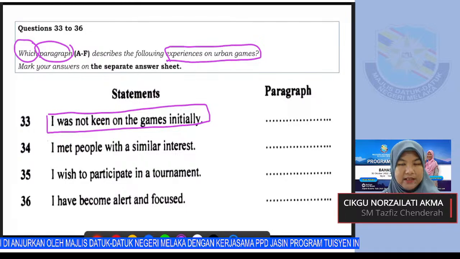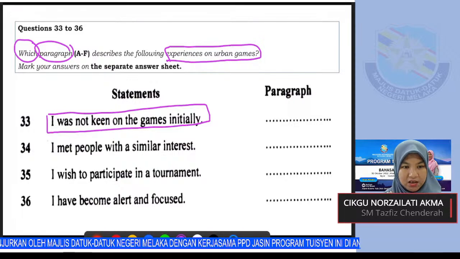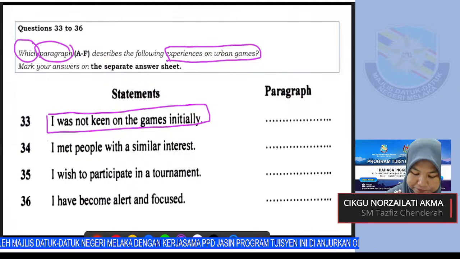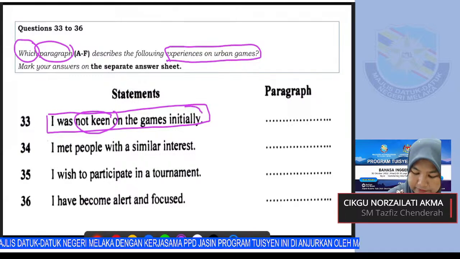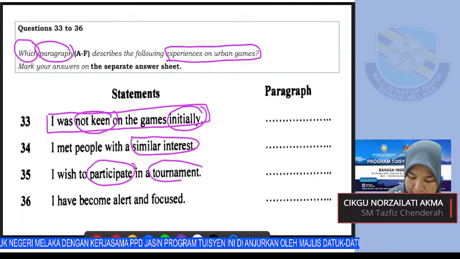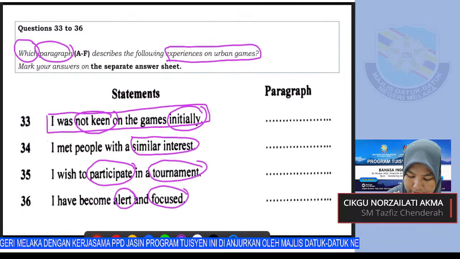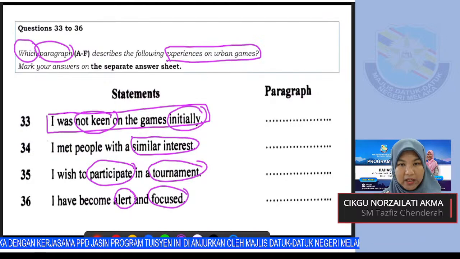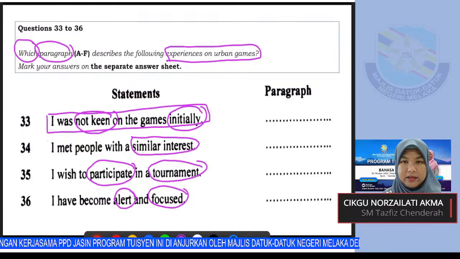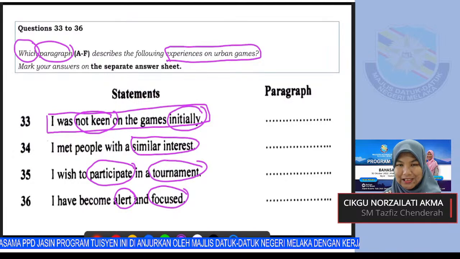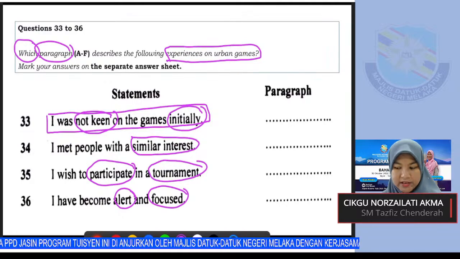If you notice, there are words here that are not mentioned in the text. For example, not keen, initially, similar interest, participate, tournament, alert, focus. These words are not mentioned in the text. But if you notice, when I read the text just now, I did suggest some vocabularies here for you.